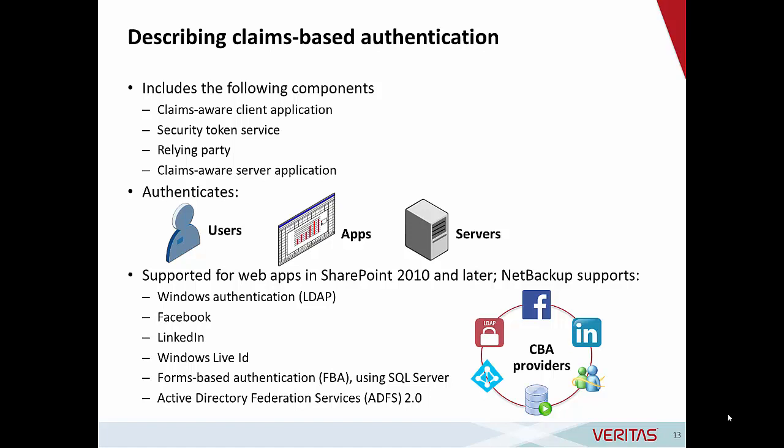Claims-based authentication provides a trust-based system between applications and a centralized token provider. In CBA, an application trusts the user because it trusts the token provider. Therefore, in addition to providing single sign-on, CBA eliminates the need for each application to authenticate the user individually.